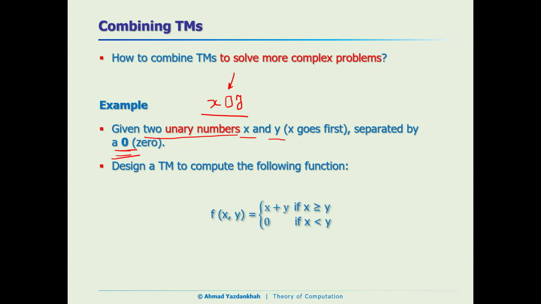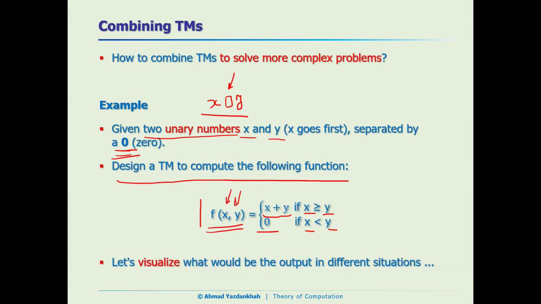Okay, so what is the goal? The goal is we want to design a Turing machine to compute this function. This function has two inputs, x and y, and if x is greater than y, then we need to have the addition of x and y, and if x is less than y, we need to clean up everything and just show the zero.